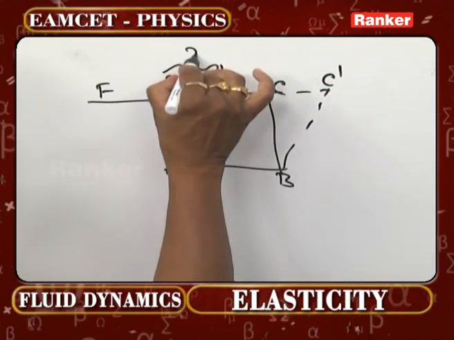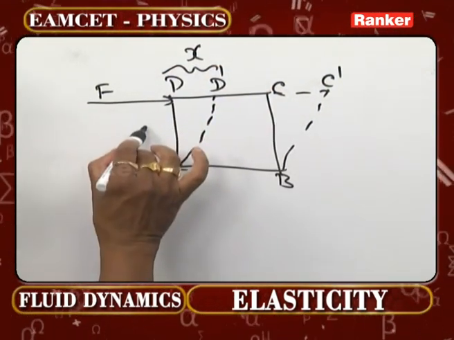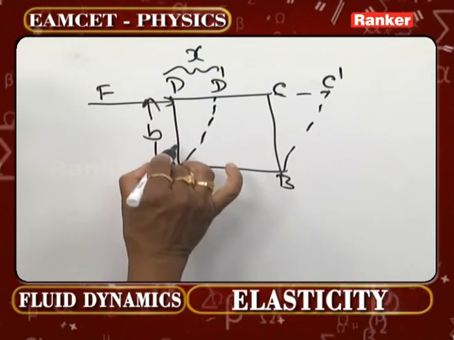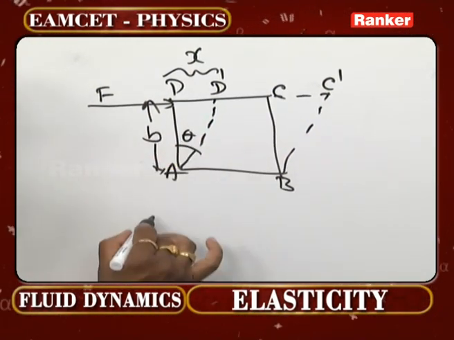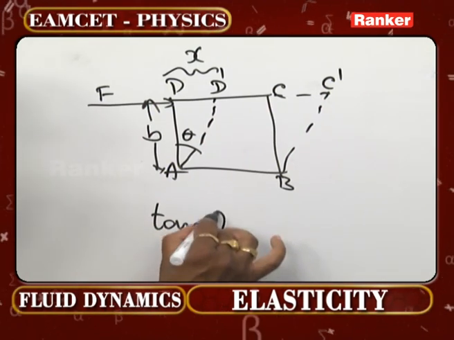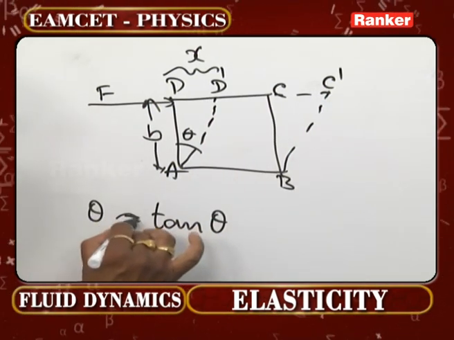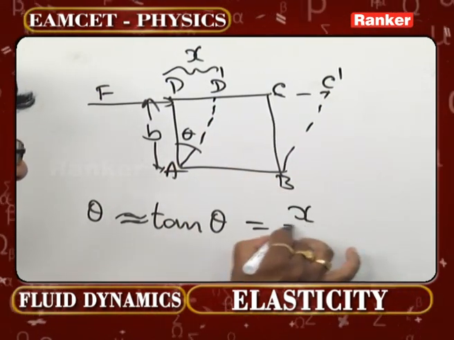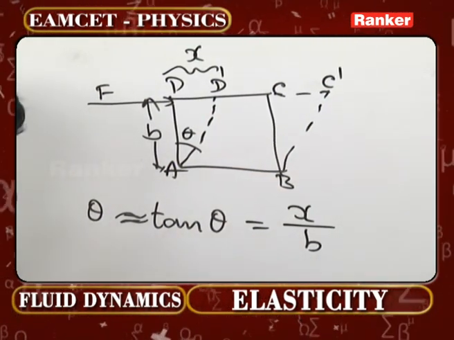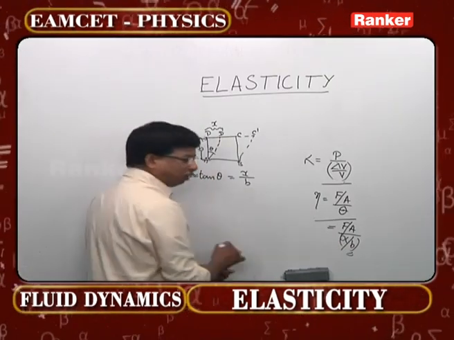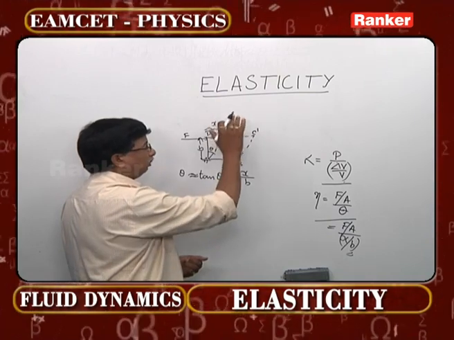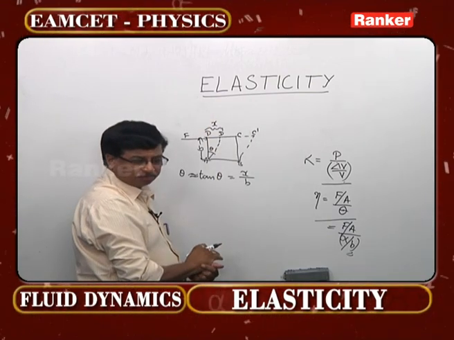If I take this displacement as x and this value as breadth b, and consider this angle as theta, then when theta is small, tan theta can be written as theta. We know that well. This tan theta can be taken as x by b. So in place of theta, we can write x by b also. We will discuss more about elasticity.